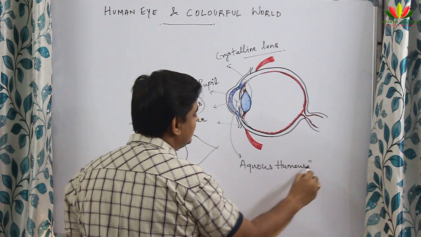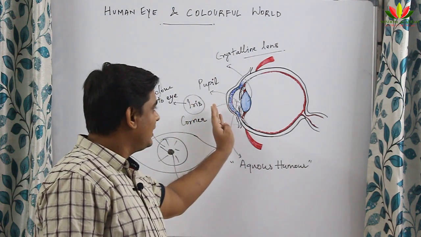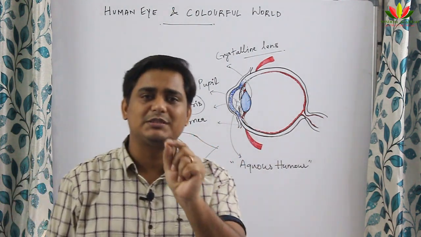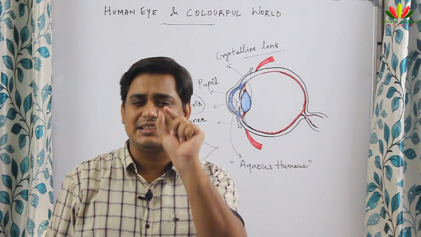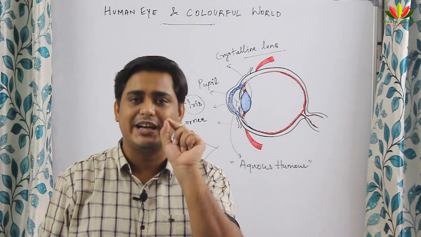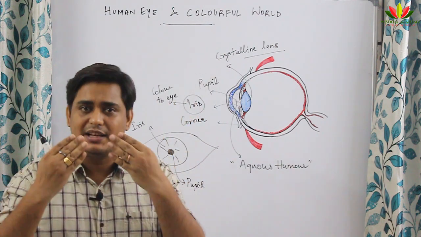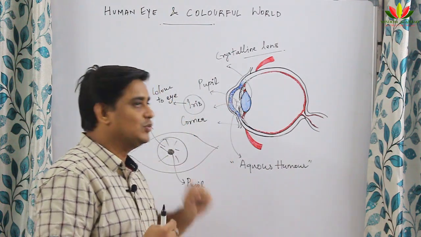So, aqueous humor is the liquid which is present between the cornea and the iris. This liquid is responsible for maintaining the pressure of the eye, and it is jelly like liquid which helps us to give nourishment to the eye, because there is no blood present in the eye. So, that part, the carrying of nutrients part, is done by this aqueous humor.